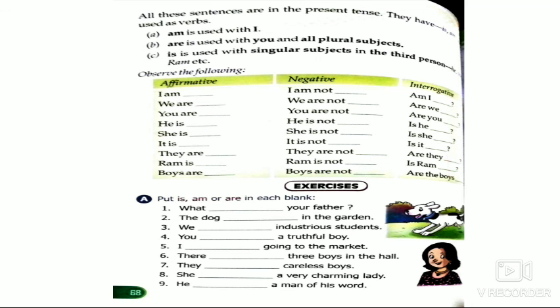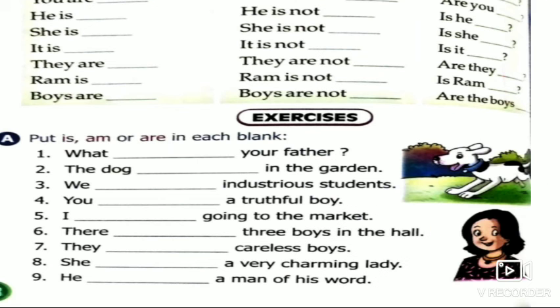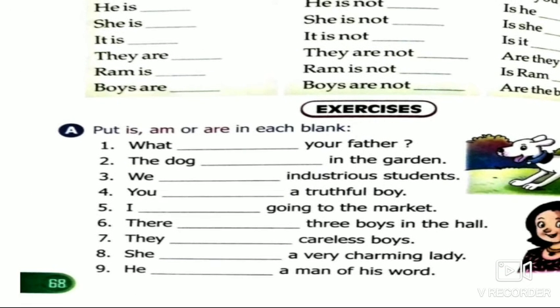All right. I hope it is clear. Let me repeat again. Is is singular, therefore you should use is when you have the word such as he, she, it. Am is used after I. Are is plural, and you should use it when you find the words such as we, you, and they. Based on that, you have to do exercise number A.